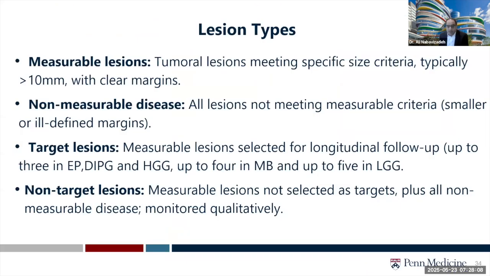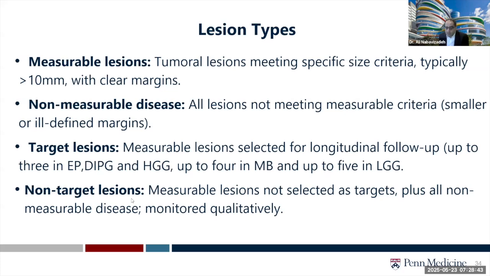Based on the RAPNO guidelines, there's significant similarity to the RANO guidelines. Again, measurable lesions should be 10 millimeters with clear margins, and non-measurable lesions are the ones that are smaller. Target lesions are measurable lesions that are selected for longitudinal follow-up, and there are different numbers that we follow based on the different tumors. For ependymoma, it's 3, and also for DIPG and high-grade glioma; up to 4 lesions in medullo and up to 5 lesions in low-grade glioma.